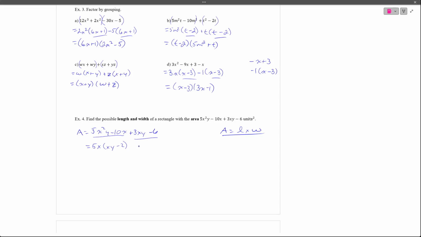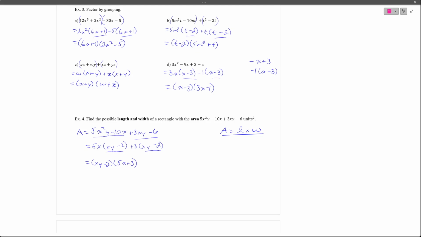Okay, next one. What can I factor out here? Well, I can factor out a 3. The second term has no variable, so just the 3. So the 3xy just becomes xy, and negative 6 divided by 3 is minus 2. And there we go, we have our terms again. So we complete our grouping. We have xy minus 2 multiplied by 5x plus 3.